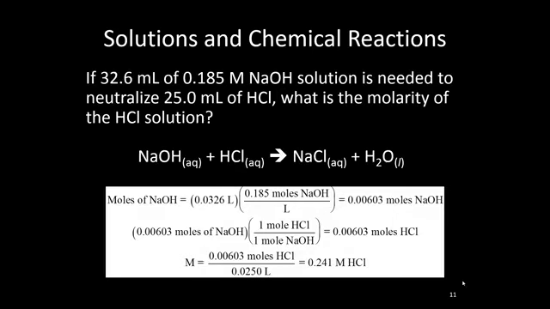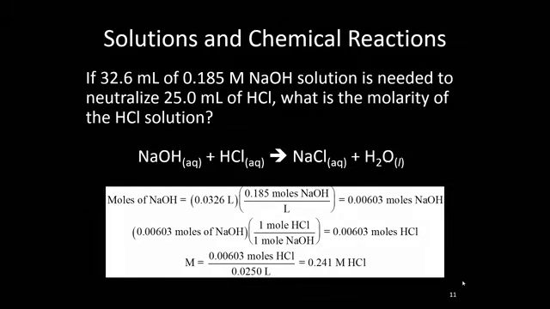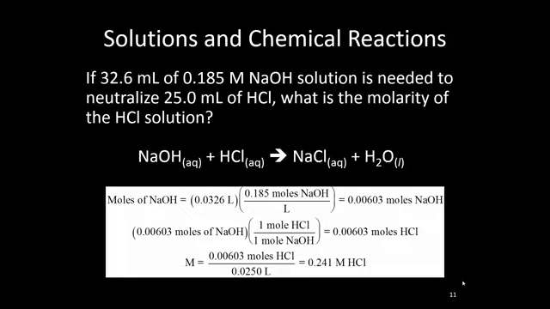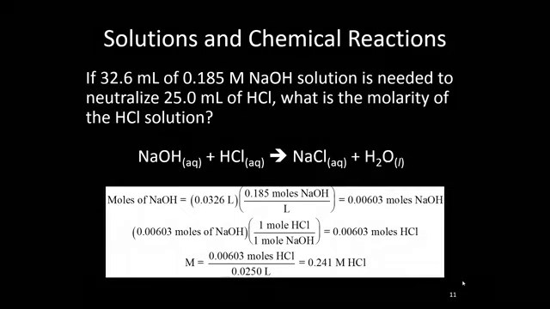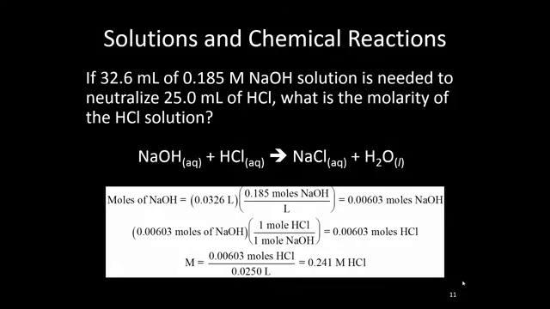If we want to calculate the molarity of HCl, we must take the moles of HCl divided by the total volume of HCl in liters. We are aware from the problem that we started with 25 milliliters of HCl, and 25 milliliters of HCl is 0.0250 liters. If we take 0.00603 moles of HCl divided by 0.0250 liters, we calculate that the molarity of the HCl solution in question is 0.241 molar.